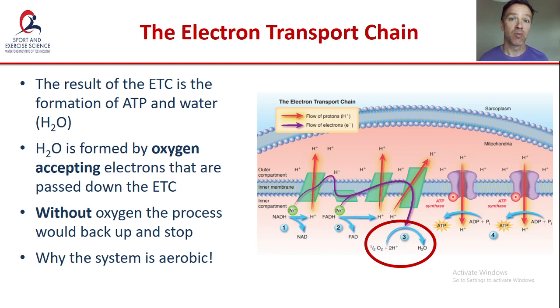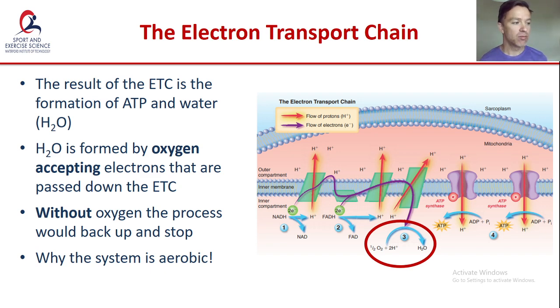Okay, so hopefully that makes sense to you. The more oxygen you can deliver, the fitter a person is, the more oxygen they can extract from the environment and deliver to their working muscles, which means they can get this system working at a greater rate. They can go through the electron transport system more effectively. So the end product there is ATP and water.